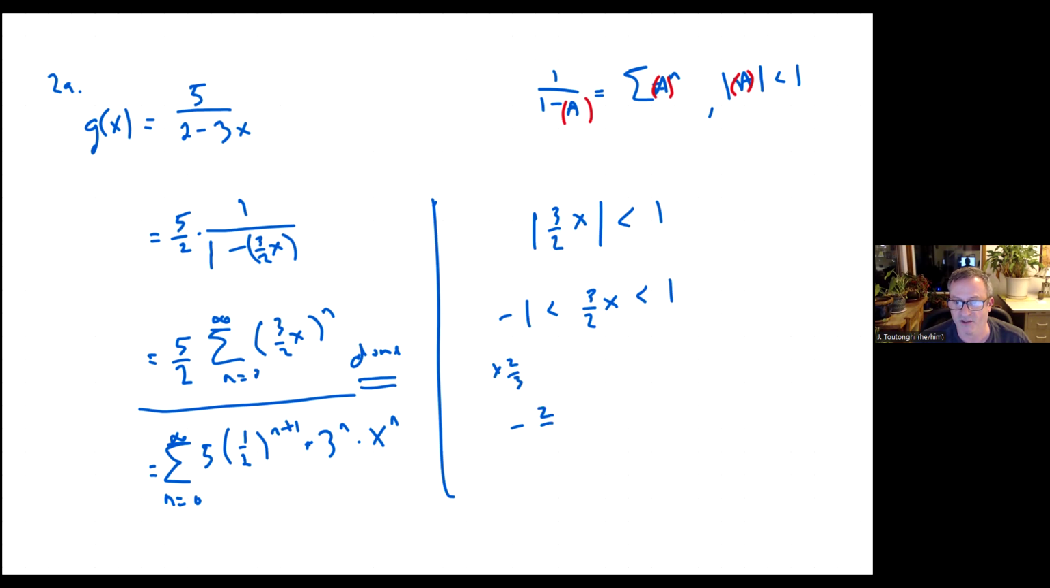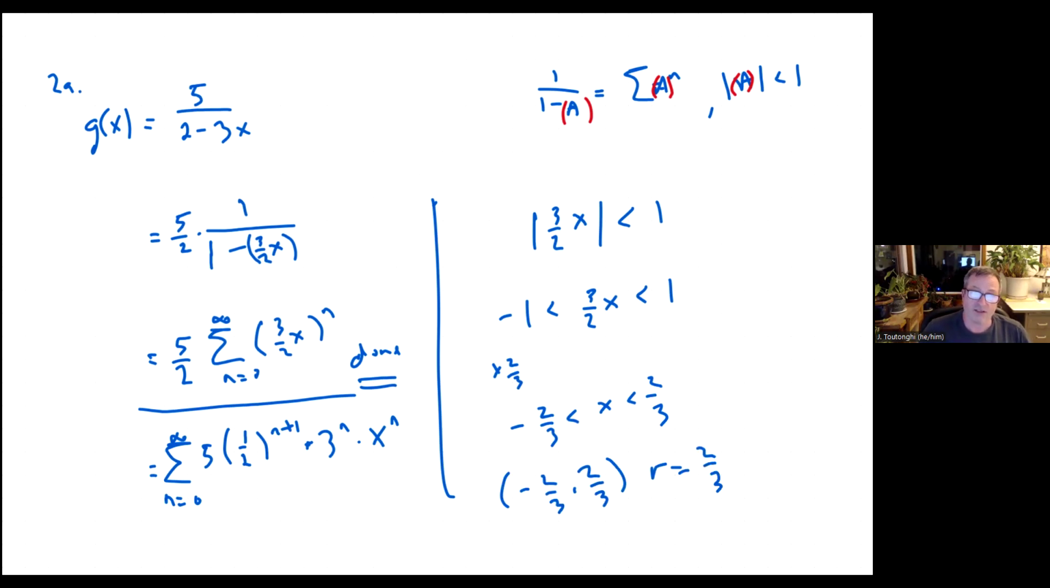My interval of convergence is this. I can write it in interval notation: -2/3 to 2/3. It's centered at 0, so its radius just equals 2/3 again. That total distance is 4/3. Cut it in half, you get 2/3. And then that problem is done.